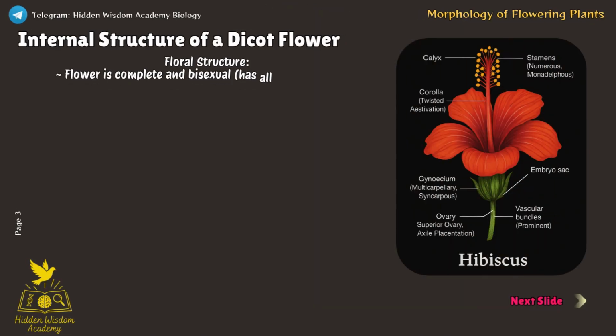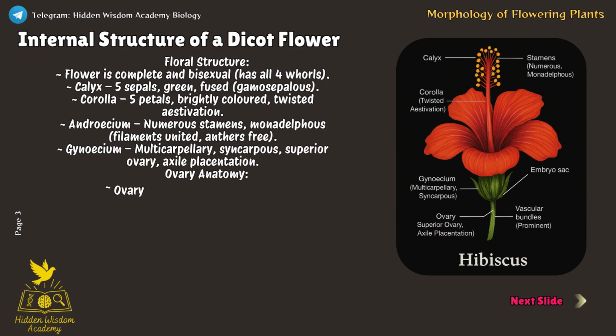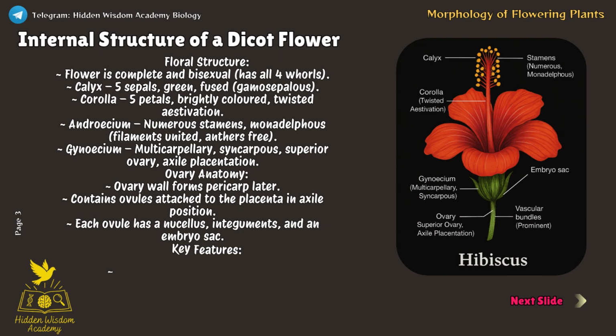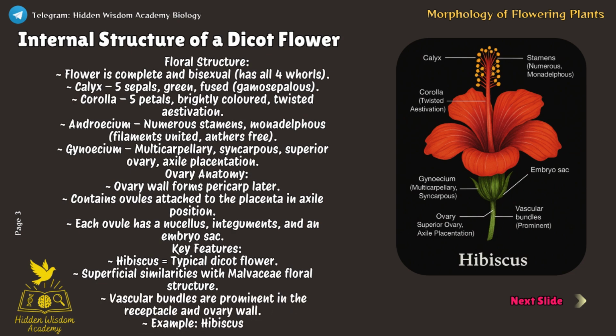In a dicot flower like hibiscus, all four floral parts, calyx, corolla, androecium, and gynoecium, are present, making it a complete and bisexual flower. The sepals are green and fused to form the calyx, while the petals are brightly colored and show twisted arrangement. The stamens are many and joined by their filaments. This is called the monadelphous condition.